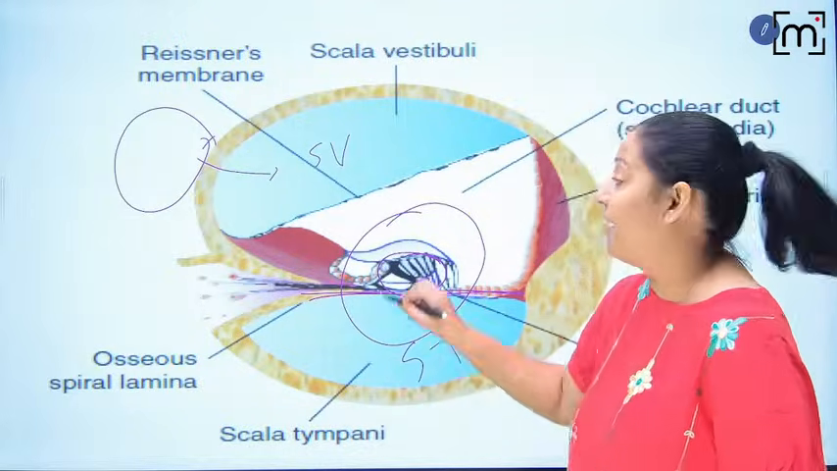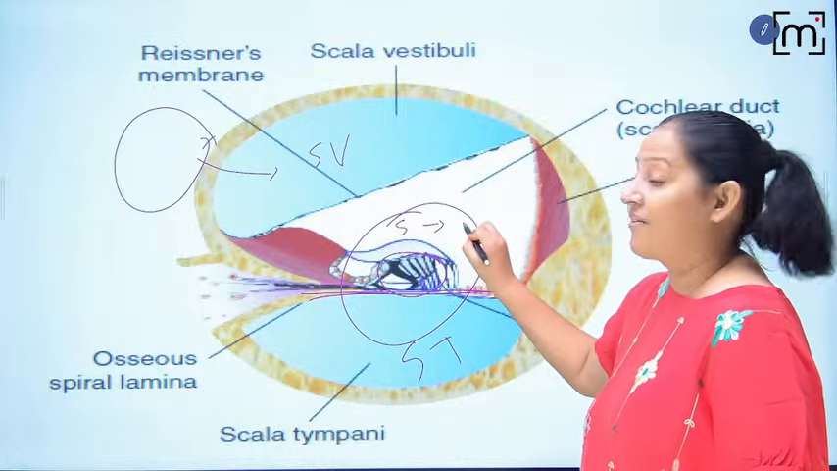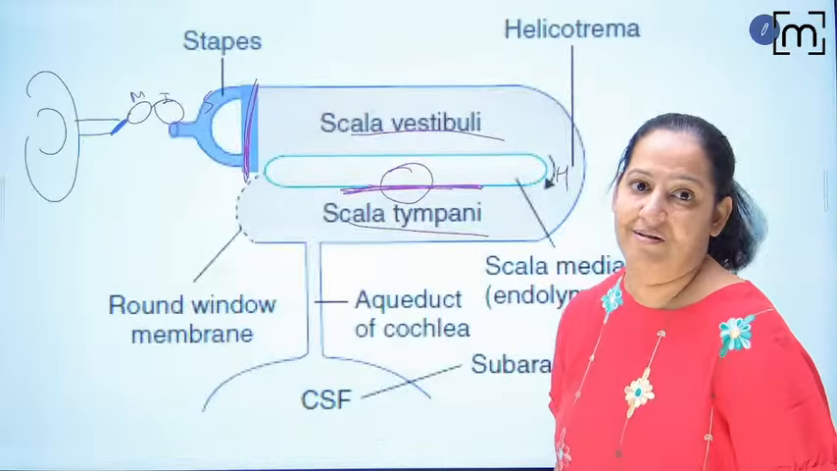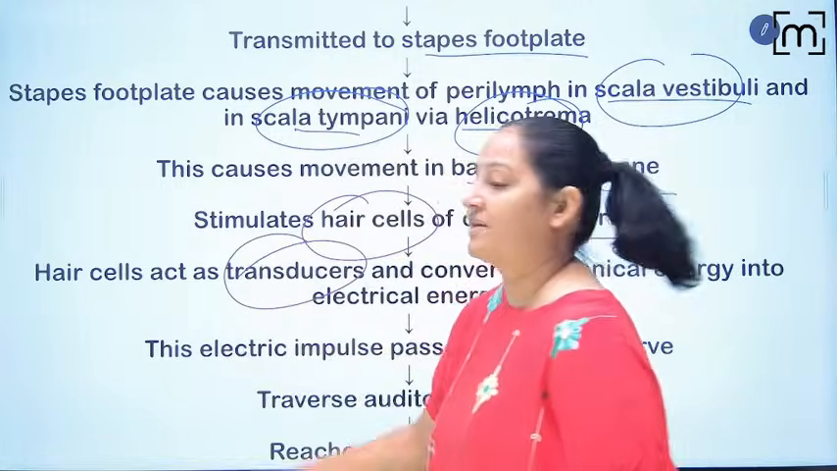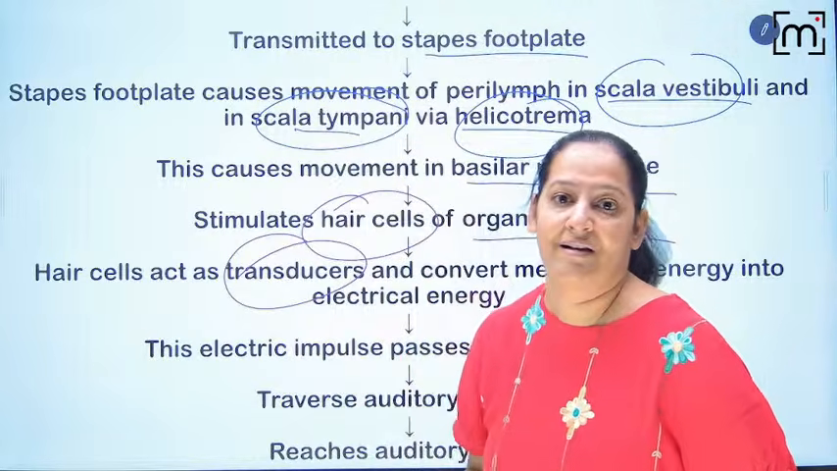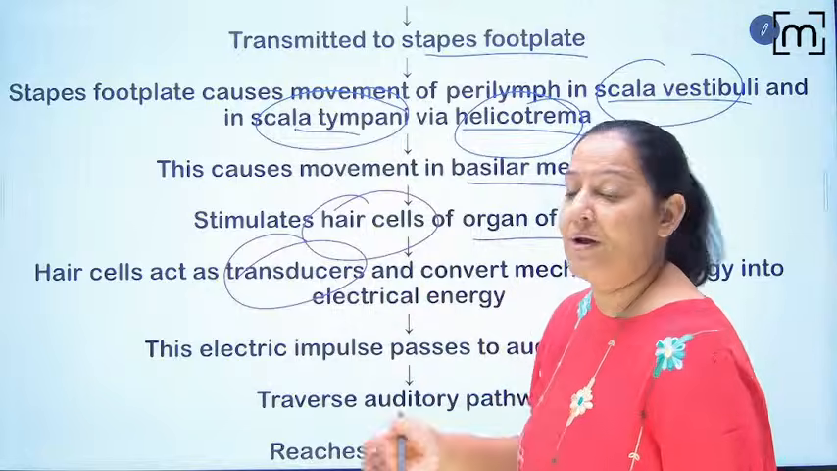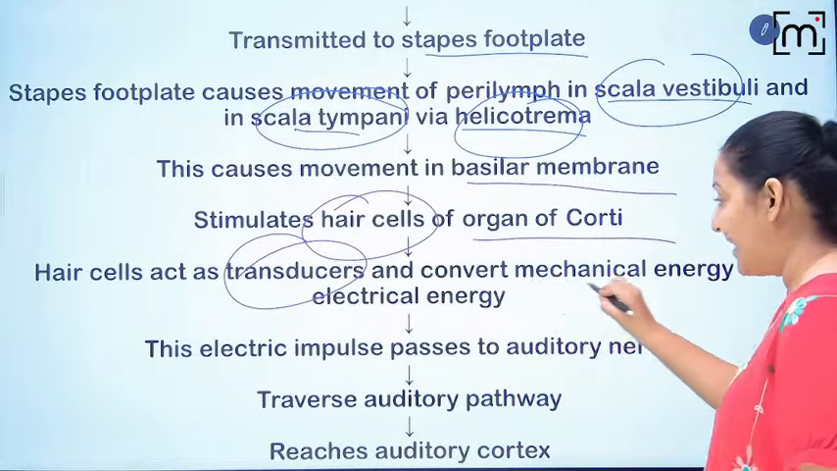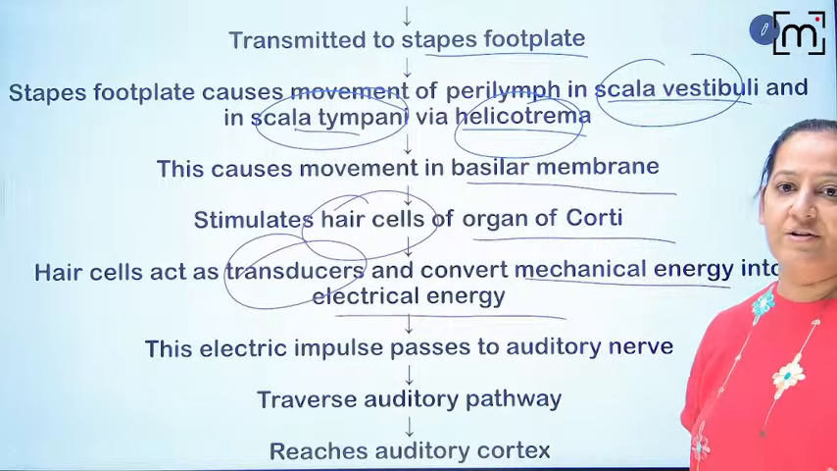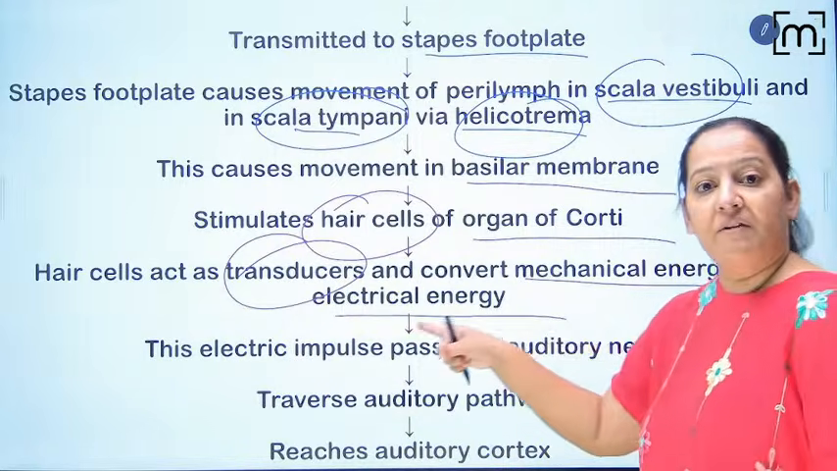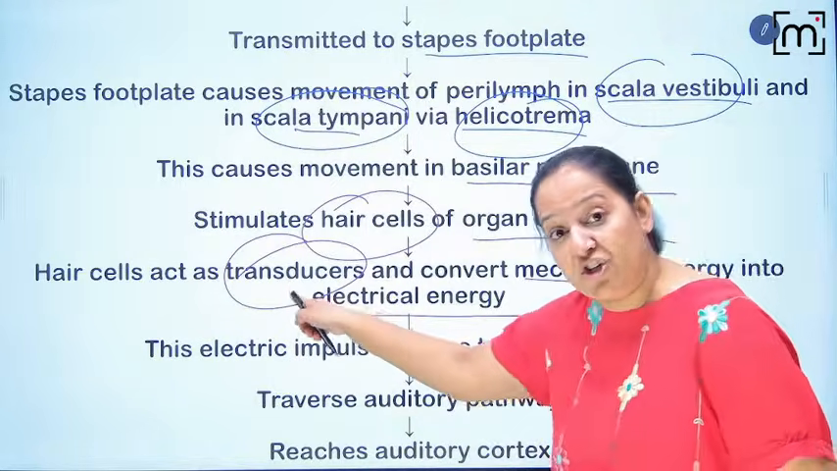Hair cells convert sound energy to electrical energy, that is known as transduction. People, mind my words very carefully. Hair cells are transducers. Hair cells convert the sound energy to electrical energy. They convert the mechanical energy to electrical energy. That is transduction of energy. One type of energy is converted to another type of energy. Transduction of energy.